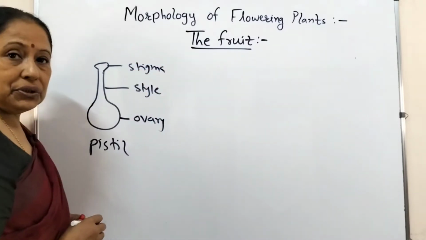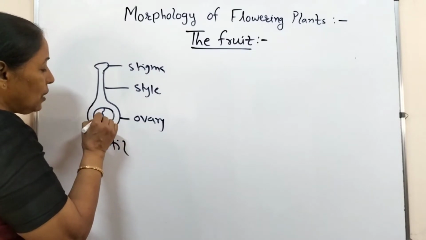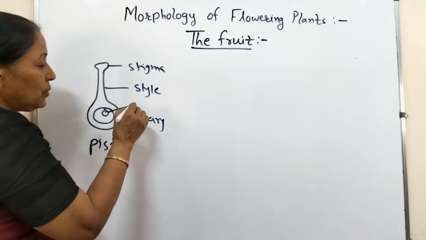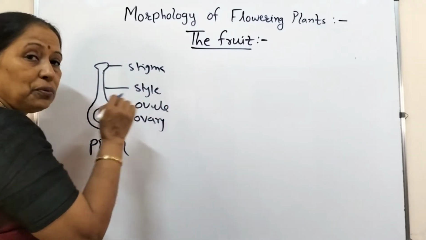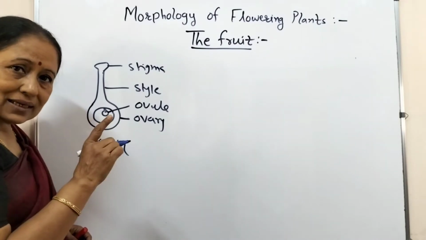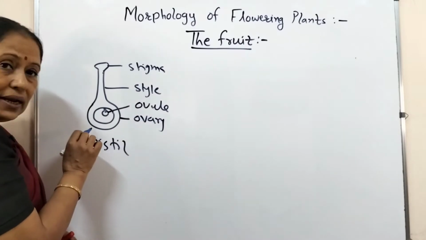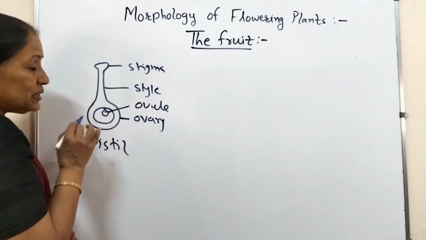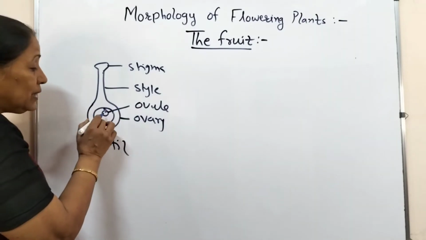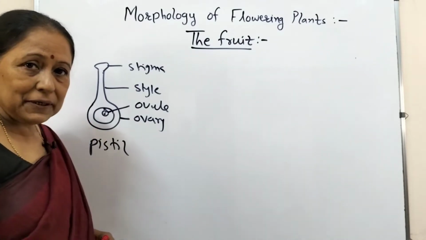In this ovary, it encloses one or more ovules. One or more ovule. Just as on the ceiling of your room you can fit 1 light, 2 lights, 3 lights. Similarly, here in the ovary wall, this ovule is attached at the placenta. And most importantly, the ovule is enclosing the female gamete.